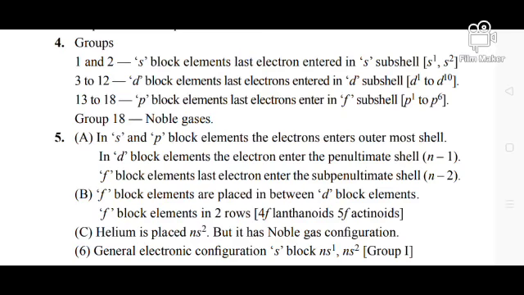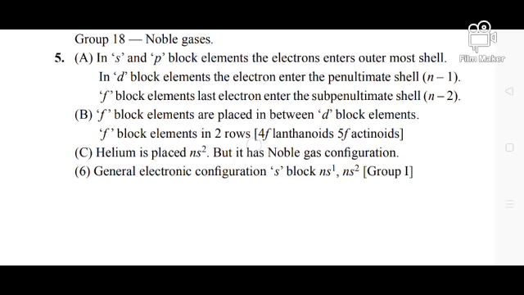Group 18 is the noble gases. The next point is that in the s and p block elements, the electron enters the outermost shell. In the d block, the electron enters the penultimate shell.